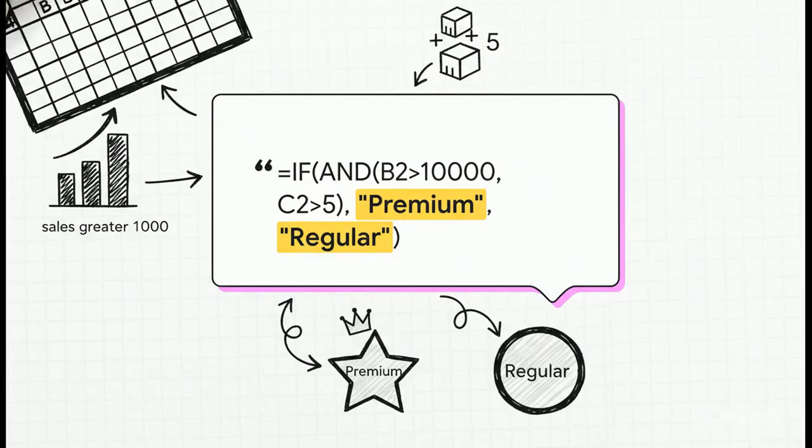If the sale in B2 is over $10,000 and the number of items they bought in C2 is more than 5, then we're going to label this customer as premium. If not, they're just regular. See, this is how you start building sophisticated business logic right inside your spreadsheet.